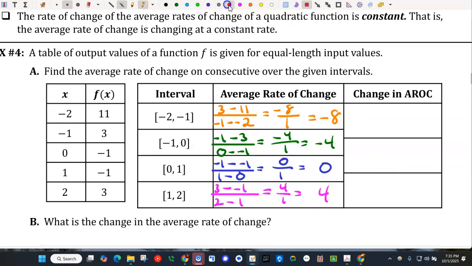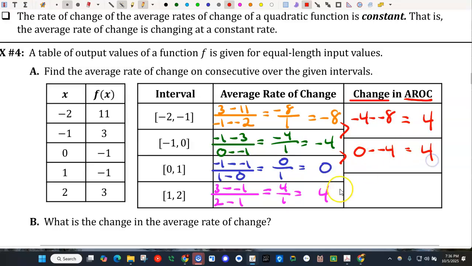So this is why we look at the difference of the rates of change. We find the change in the rates of change. So we're finding the changes between, let's say, those two. Negative 4 minus a negative 8 equals 4. And then we do the same thing here: 0 minus a negative 4 also equals 4. And lastly, 4 minus 0 equals 4. So you notice the change in the rates of change, they're all going to be the same.